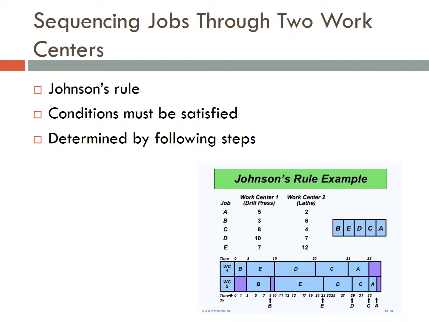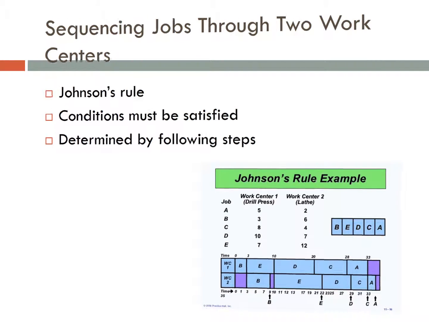And when applying Johnson's rule, it begins with a list of all the jobs that need to be scheduled and how much time will be required for each job at each workstation. And the sequence has to be determined by certain steps, which are selecting the job with the shortest time. If the shortest time is at the first work center, schedule that job first. If the time is at the second work center, then schedule the job last. And then secondly, eliminate the job and its time from further consideration. And thirdly, repeat steps 1 and 2, working toward the center of the sequence until all jobs have been scheduled.